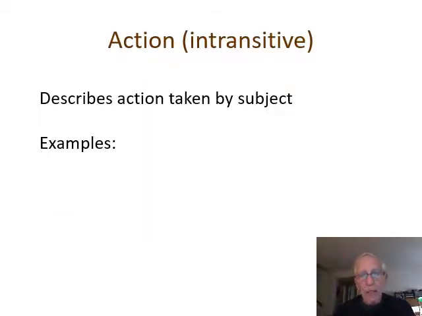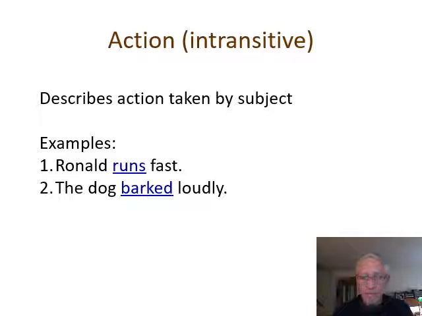So look first at the intransitive action verbs. It describes the action taken by the subject. If I were to say, for example, Ronald runs fast, that's a perfectly good sentence. Very short, but it's good. The word fast is simply an adverb, tells how he runs, but Ronald is the subject, runs is an intransitive verb. No object is required. That by itself is a good sentence.